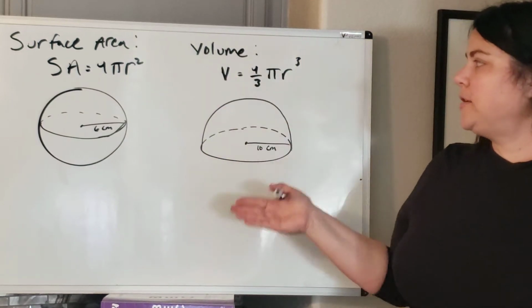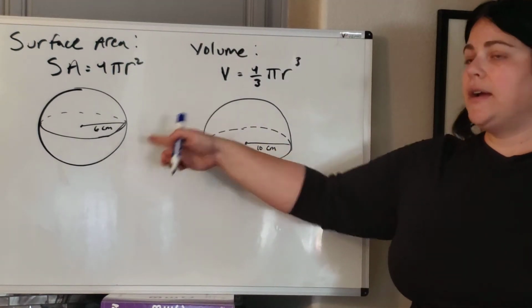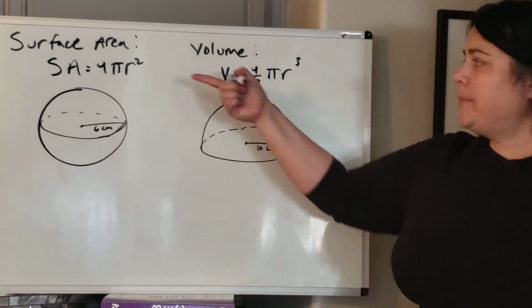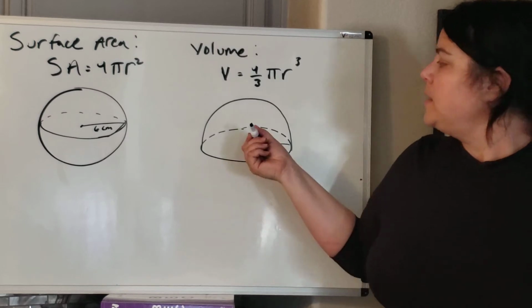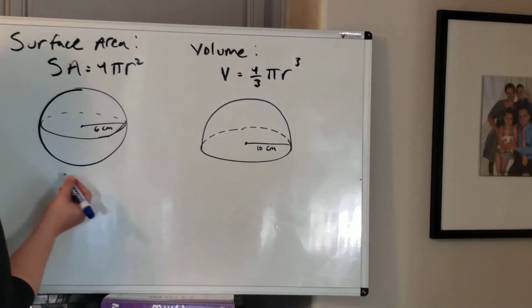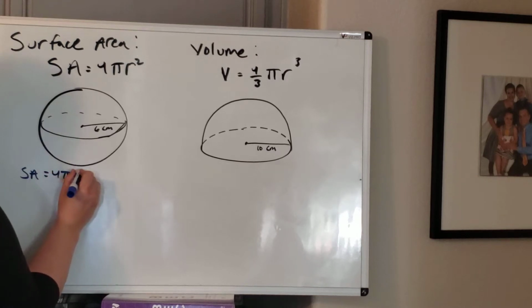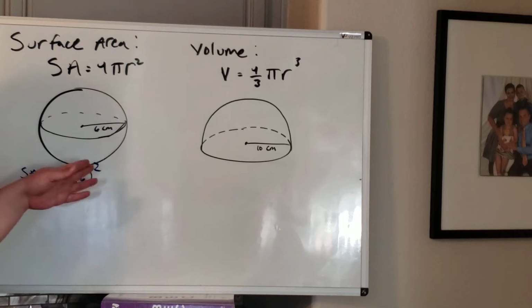So we're just going to go ahead and do both, surface area and volume, for both of these. We've got a sphere and we have a hemisphere, which is half a sphere. Just plugging in for surface area, r in our first example is 6. So surface area is 4 pi 6 squared. And our units are centimeters.